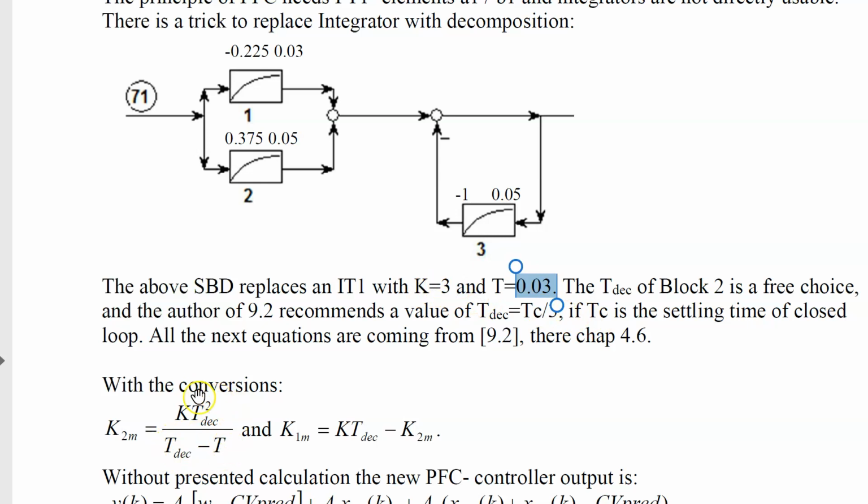So here you have the K2M value, which leads then to, I think, this number. K1 is this number, and this is -1. This is T-deck. This is our time constant. So this is an equation where you can calculate both PT1 gains. So this is a way to convert any IT1 into a PT1.